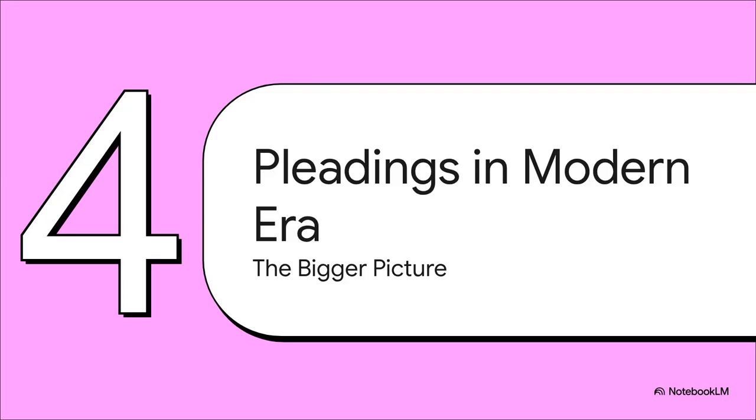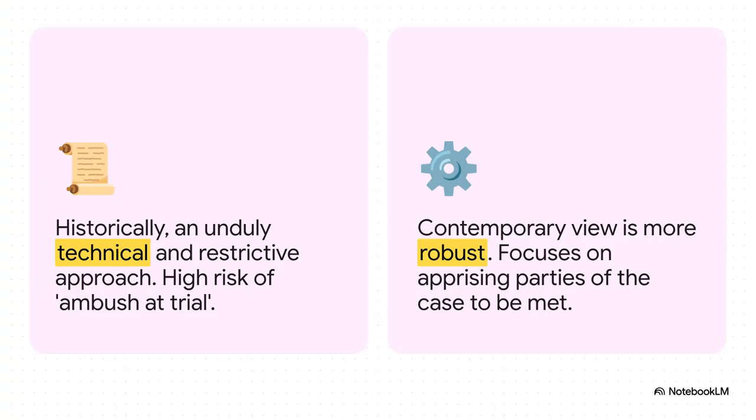All right, Section 4, Pleadings in the Modern Era. Now, before we go any deeper, we need to take a step back and understand the philosophy behind all this. Because the way courts think about pleadings today is worlds away from how they used to. Just look at the difference here. Historically, pleading was this super technical, restrictive game where one wrong word could sink your case. It was all about the literal meaning, which led to this ambush at trial style of litigation. But today, it's much more robust and functional. The focus now, in our modern case management world, is simple. Does the pleading fairly tell the other side what case they have to meet?